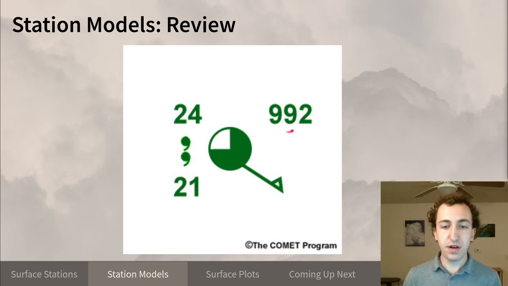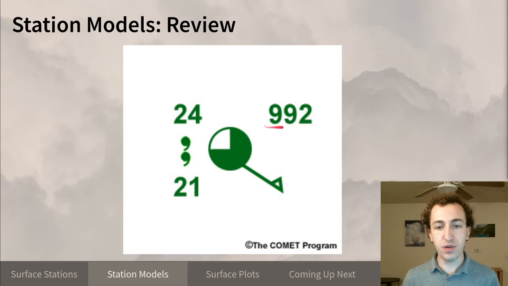And then finally, up here on the upper right, we have 992. That's greater than 500, or 500. So we stick a 9 in front. We move the decimal place so that the last digit is the tens place, or equivalently, we divide our whole number by 10. So we get 999.2. So 999.2 millibars, or hectopascals.